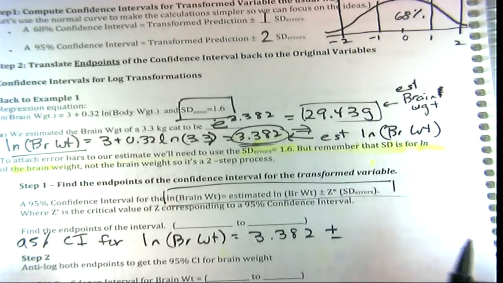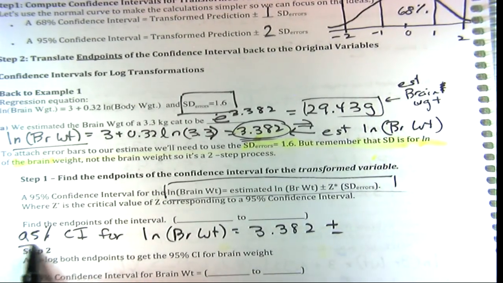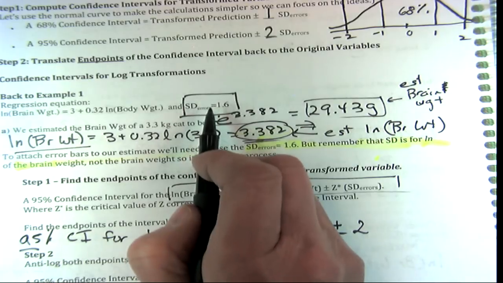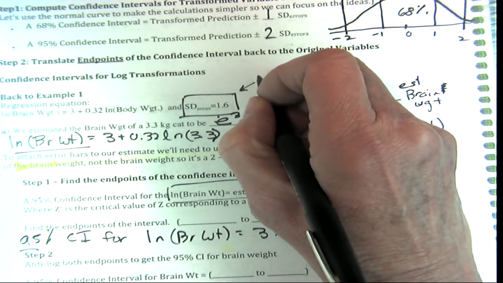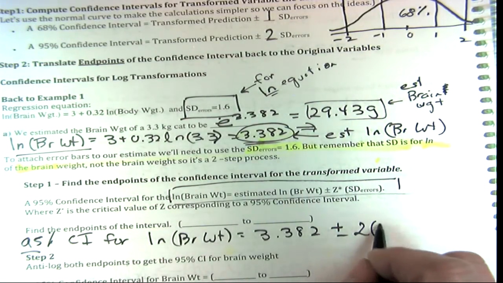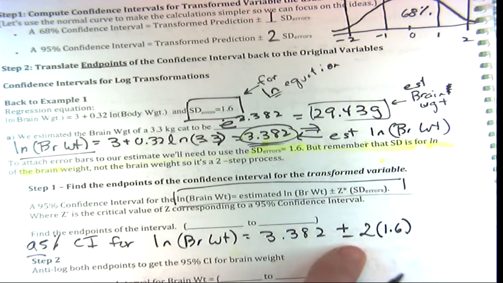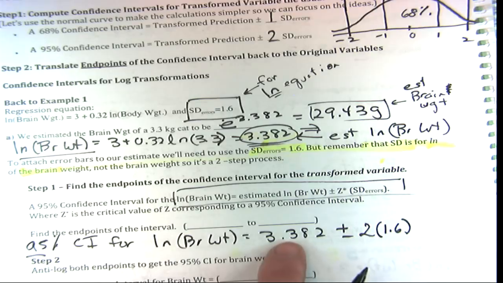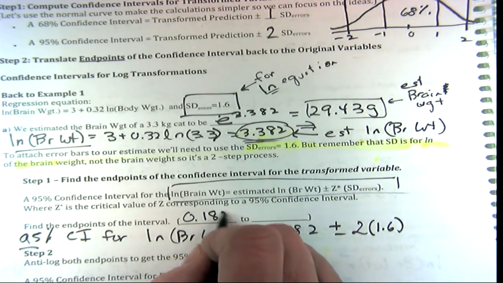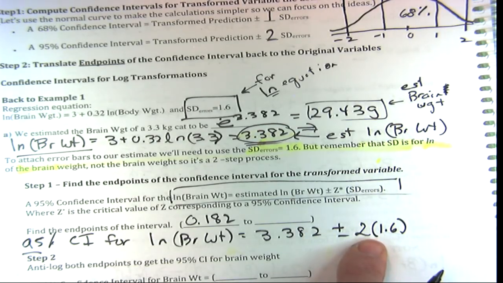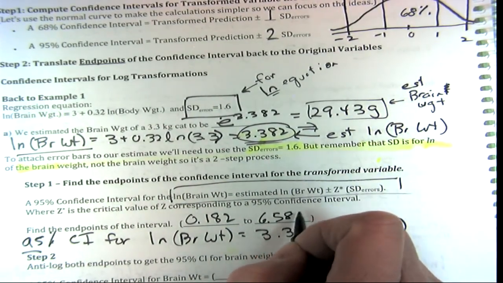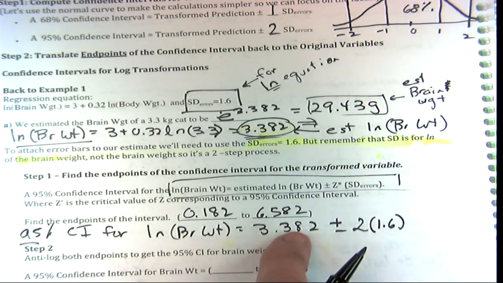3.382 plus or minus what? 95% goes with 2, right? 2 times the standard deviation of the errors, and this is for the log equation, so times 1.6. This is nothing new; we build it the usual way. So we get 3.382 minus 3.2, which is 0.182, and 3.382 plus 3.2, which is 6.582. So it's symmetrical here.